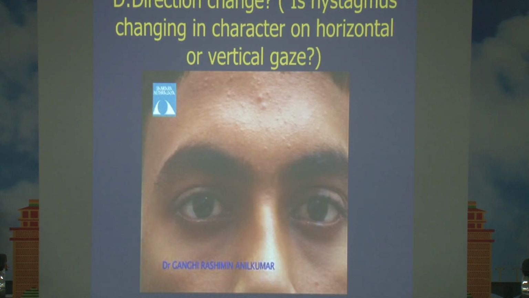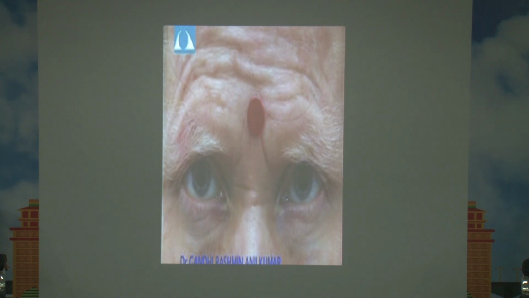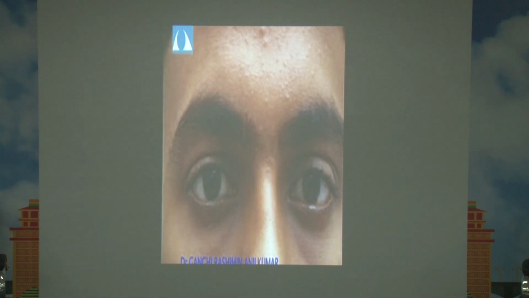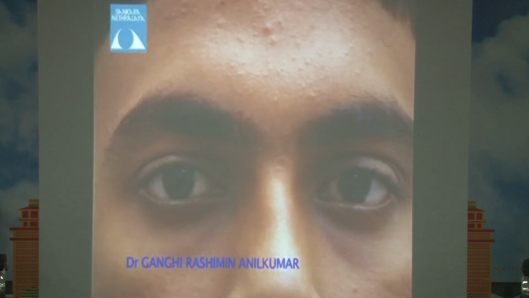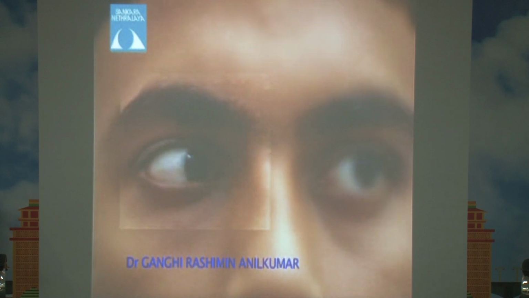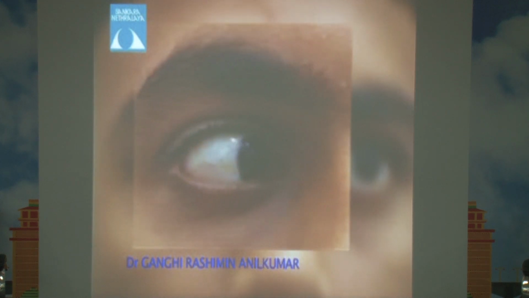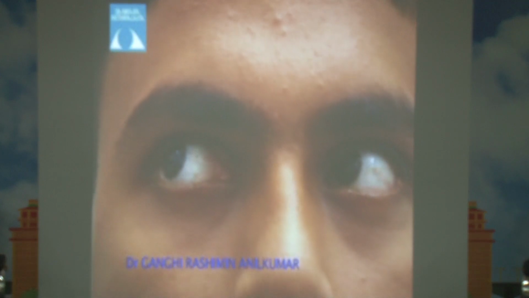D is direction change, and this is important for postgraduates to explain. So you see, this is a left beating nystagmus. This is a horizontal nystagmus. You see, it becomes faster when the patient looks to the left.